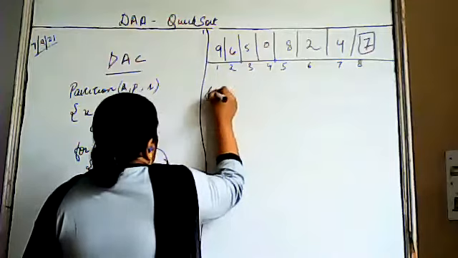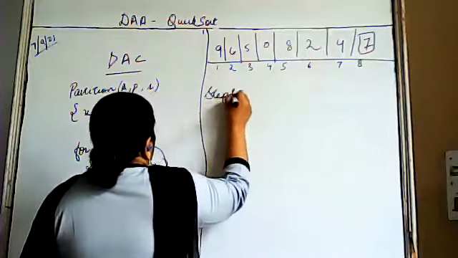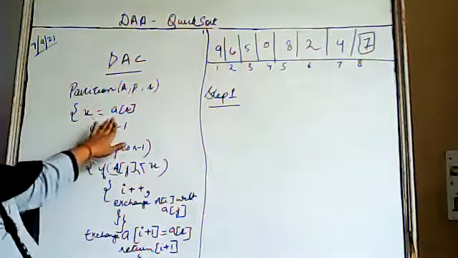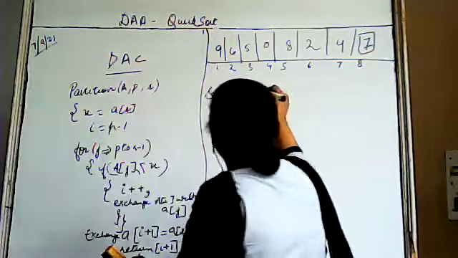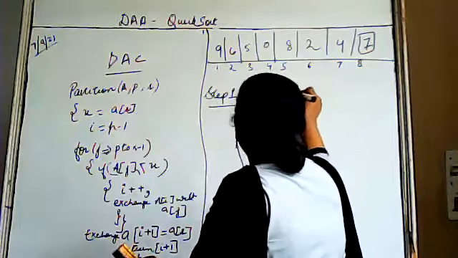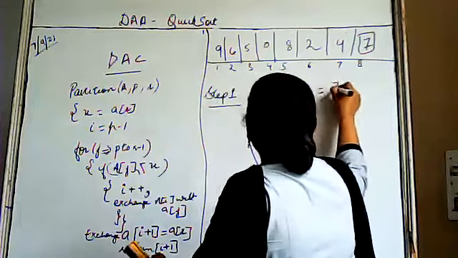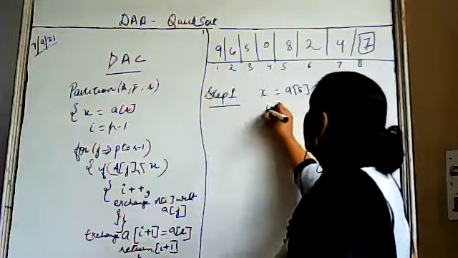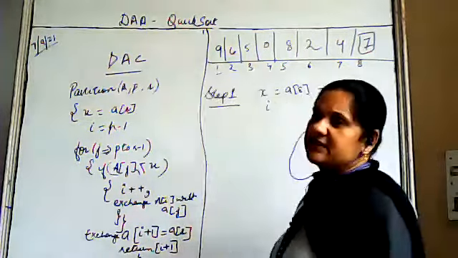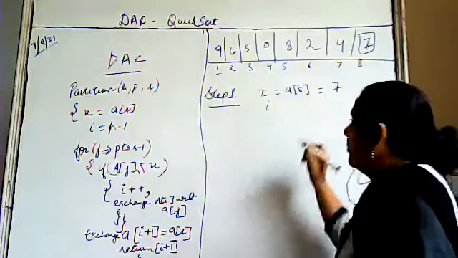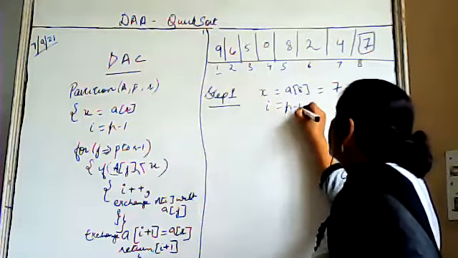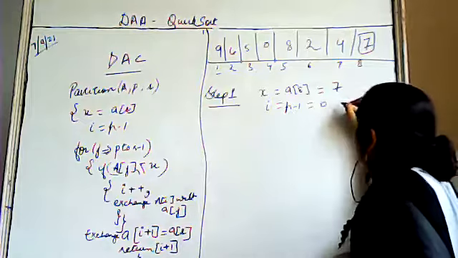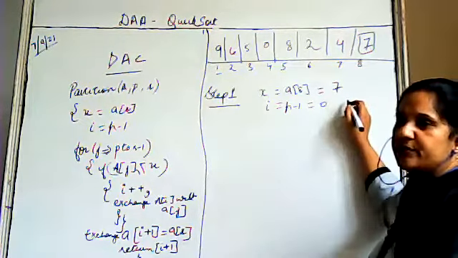So step 1, according to the algo, X is equal to A of R. A of R is A of 8, which is equal to 7. Then I is equal to P minus 1. P is my beginning index, it is starting from 1. So I is equal to P minus 1, which is equal to 0. So the value of I is 0, X is 7.